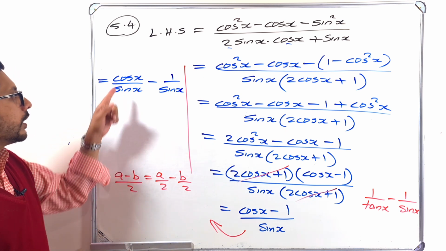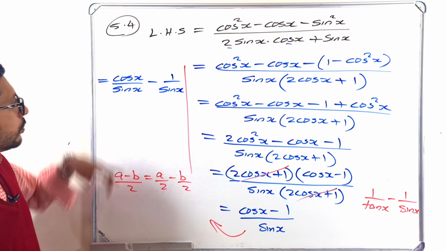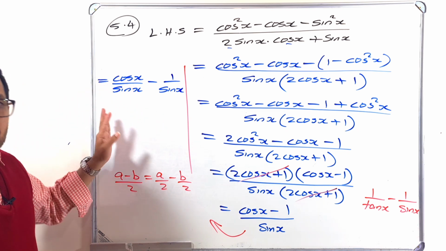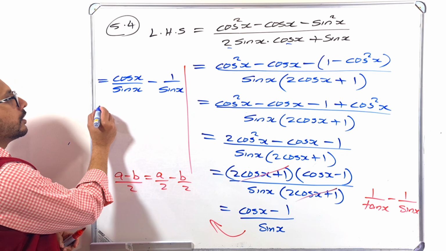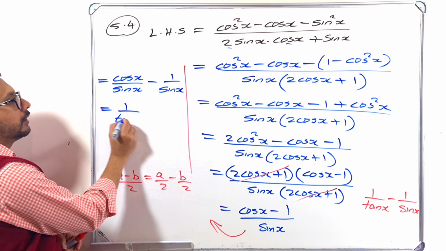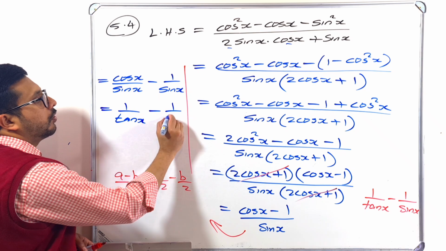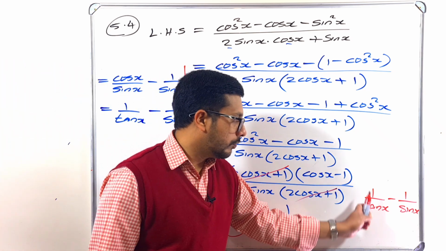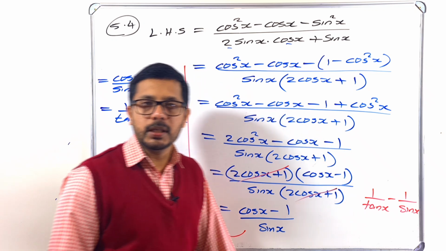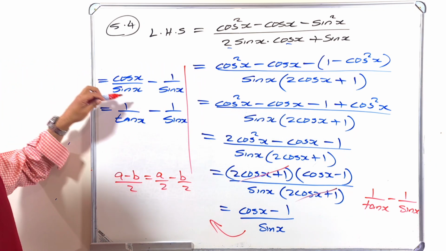What is this cos x by sin x? You know sin x by cos x is tan x. So cos x by sin x, maybe some schools you already studied. Cos x by sin x is the same as 1 over tan x, then minus 1 over sin x. Actually that is what we want to prove, 1 by tan x minus 1 by sin x.